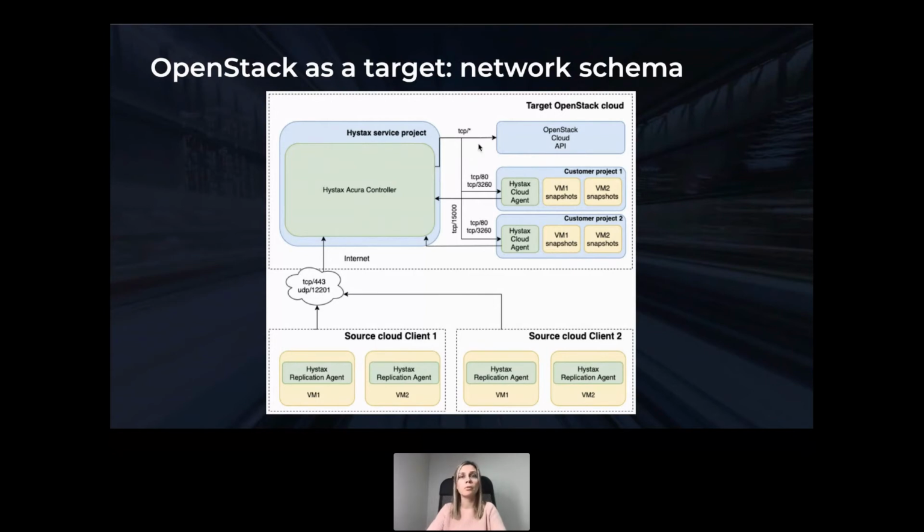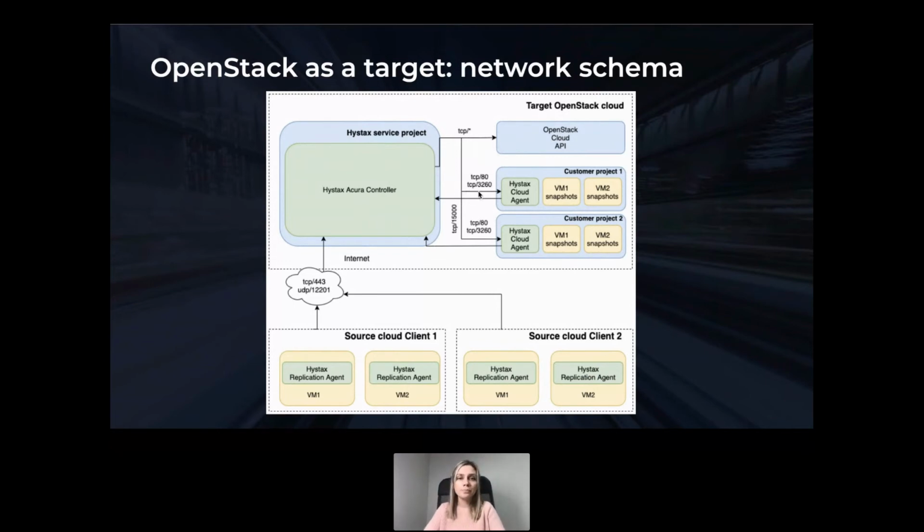Of course, in case of, for example, closed port 5000, which is a standard port for Keystone, if it's closed, Acura will not be able to access it, to get the token and to call all other APIs of the cloud.